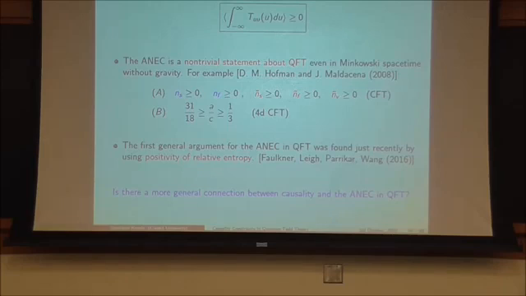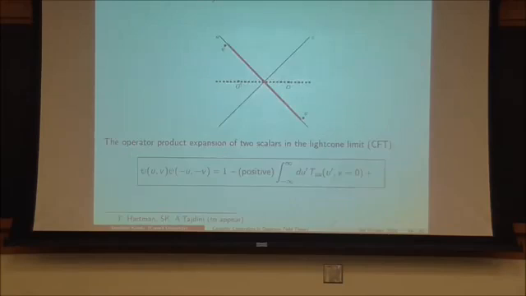So we asked if there is a more general connection between causality and ANEC in QFT. For that, we start with this 4-point function, psi, which are almost like separated, and operator O. O can be anything. It can even be a non-local operator. It can have any spin you want. So it's an arbitrary operator.